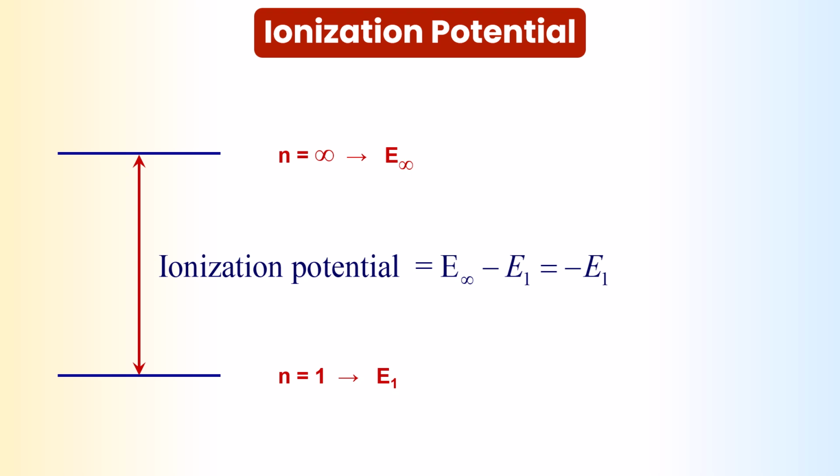Now let us introduce the concept of ionization potential. Ionization potential is the energy required to remove an electron completely from an atom in its ground state. In other words, the electron moves from the first orbit to the infinite orbit. The energy required for this process is equal to the energy difference between these two states. Therefore, the ionization potential is given by E infinity minus E1.